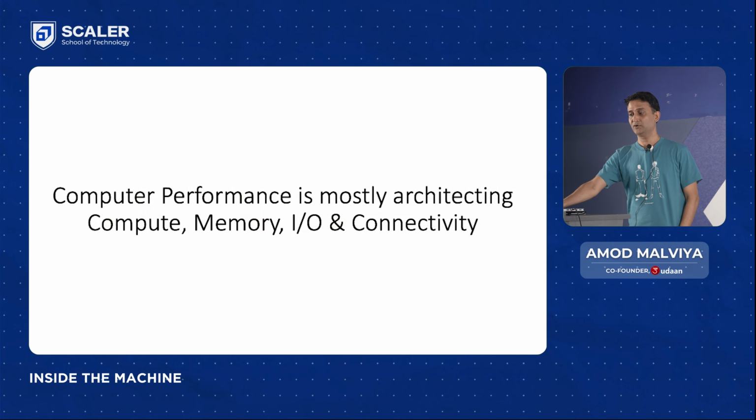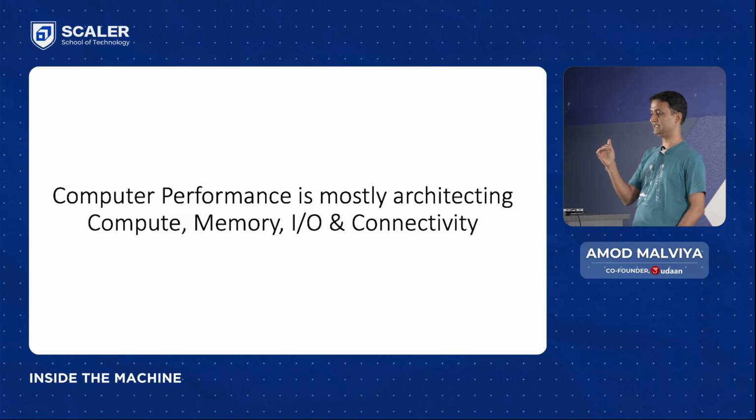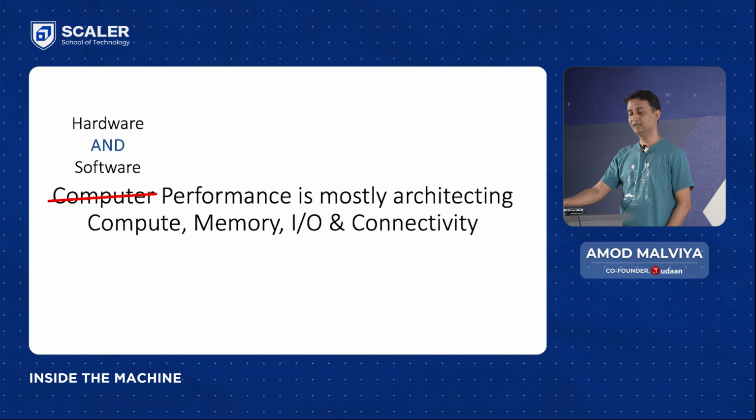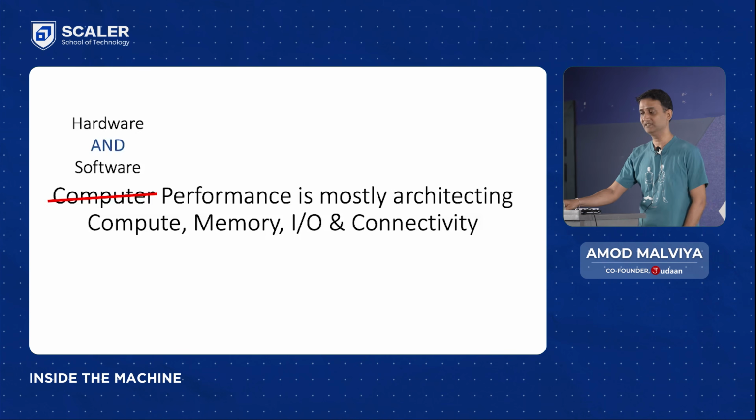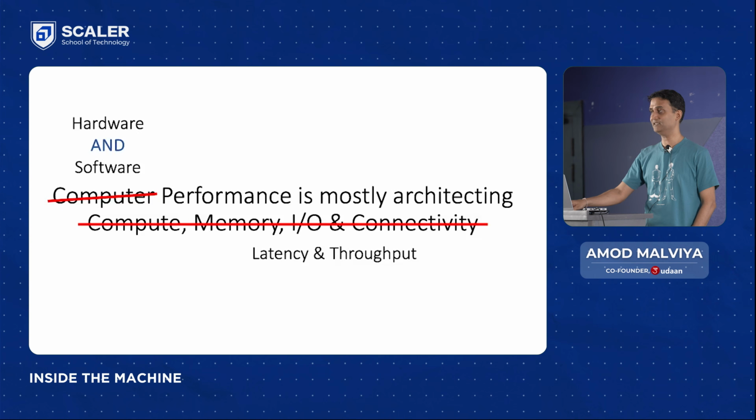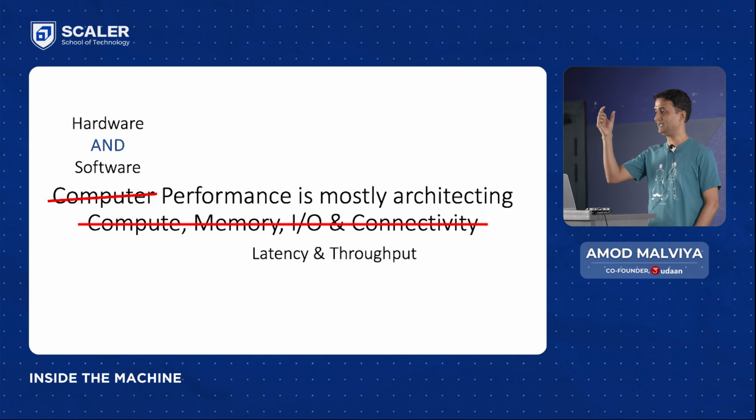Okay. So I'm going to make an assertion, and the rest of the session is going to be going deeper into it. Computer performance is mostly about architecting compute, memory, I/O, and connectivity. These are the four broad pieces that we've covered till now. I'm also going to make another assertion. Hardware and software performance is about architecting these. Yet another assertion. All of these can ultimately be distilled down to the concept of latency and throughput. Are these words that you guys have come across in the past?